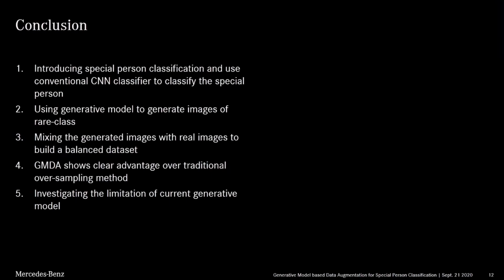And finally, to the conclusion. Firstly, we introduce a special person classification and use convolutional neural networks to classify the special person. Secondly, we use a generative model to generate images of rare classes. Third, we mix the generative images with the real images to build a balanced dataset. Fourth, the GMDA shows clear advantage over the traditional oversampling method. And finally, we investigate the limitation of the current generative model.